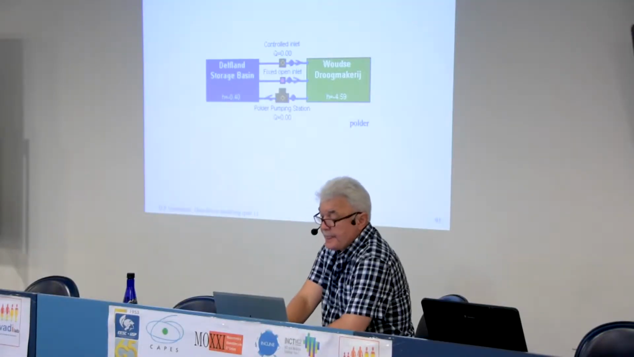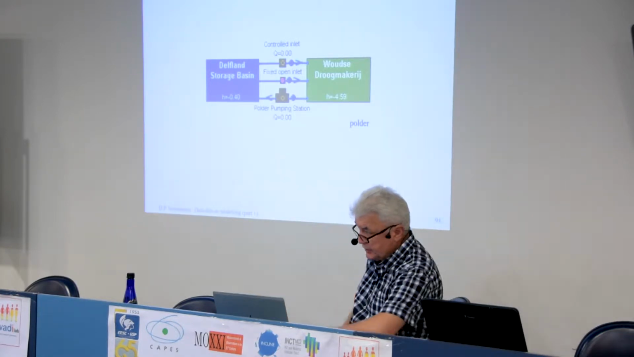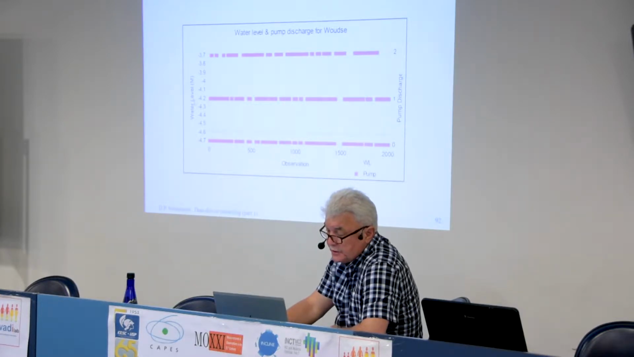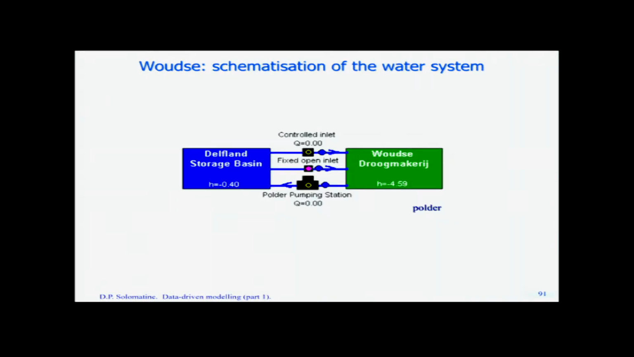So what we did, we took the pumping strategy which we observed. This is the water level in one of the polders. This polder is called Woudse-Droogmakerij. Can you pronounce this? No?